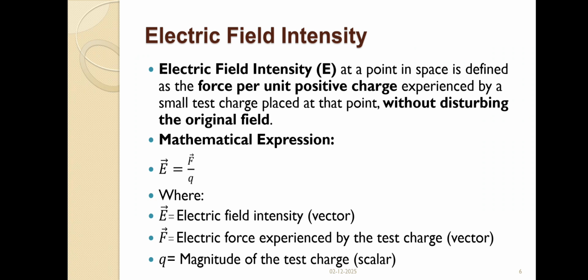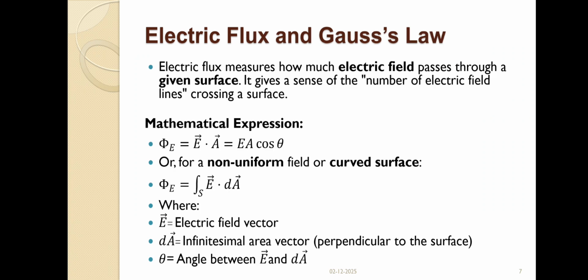The force between these two charges is directly proportional to the magnitude of the two charges and inversely proportional to the square of the distance between them. So F is directly proportional to the product of the charges, Q1 Q2, and inversely proportional to the square of the distance between them, R squared. R is the distance between the two charges Q1 and Q2. In order to remove the proportionality, we introduce one constant K. K is equal to 1 divided by 4 pi epsilon.